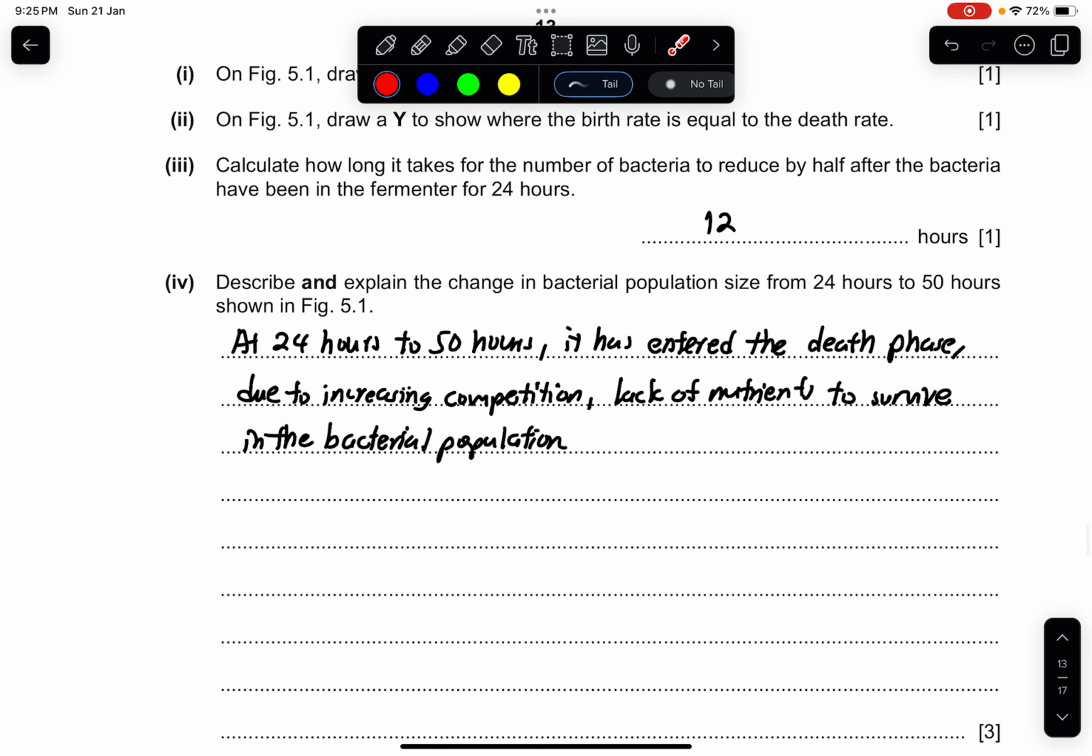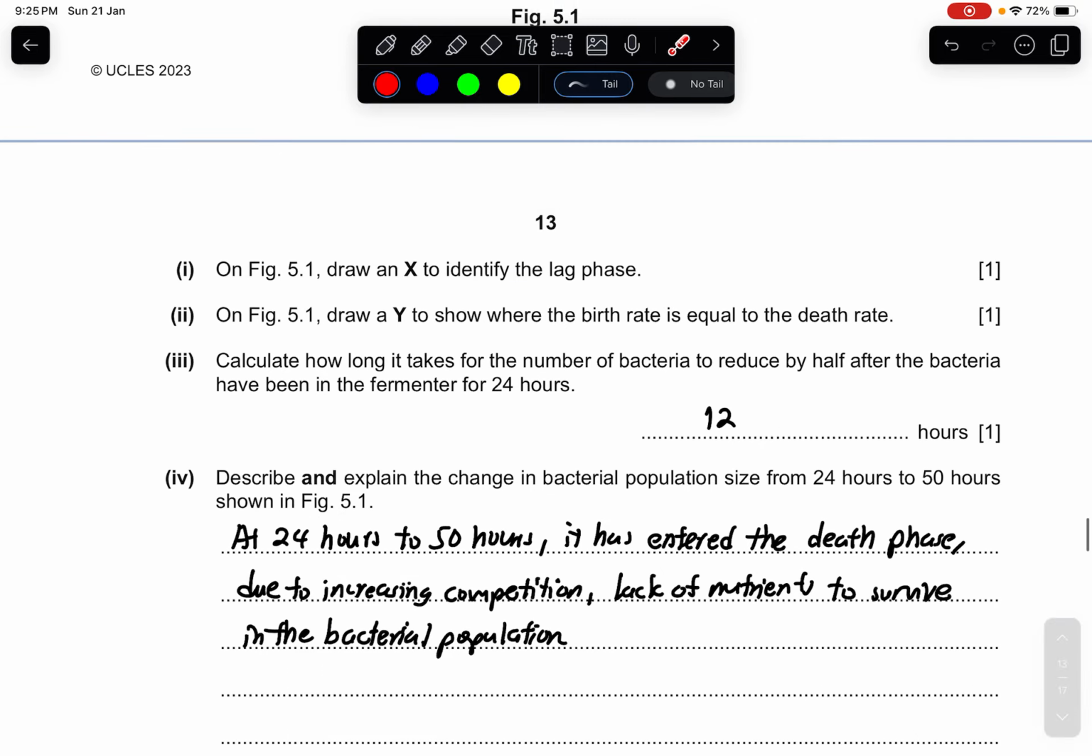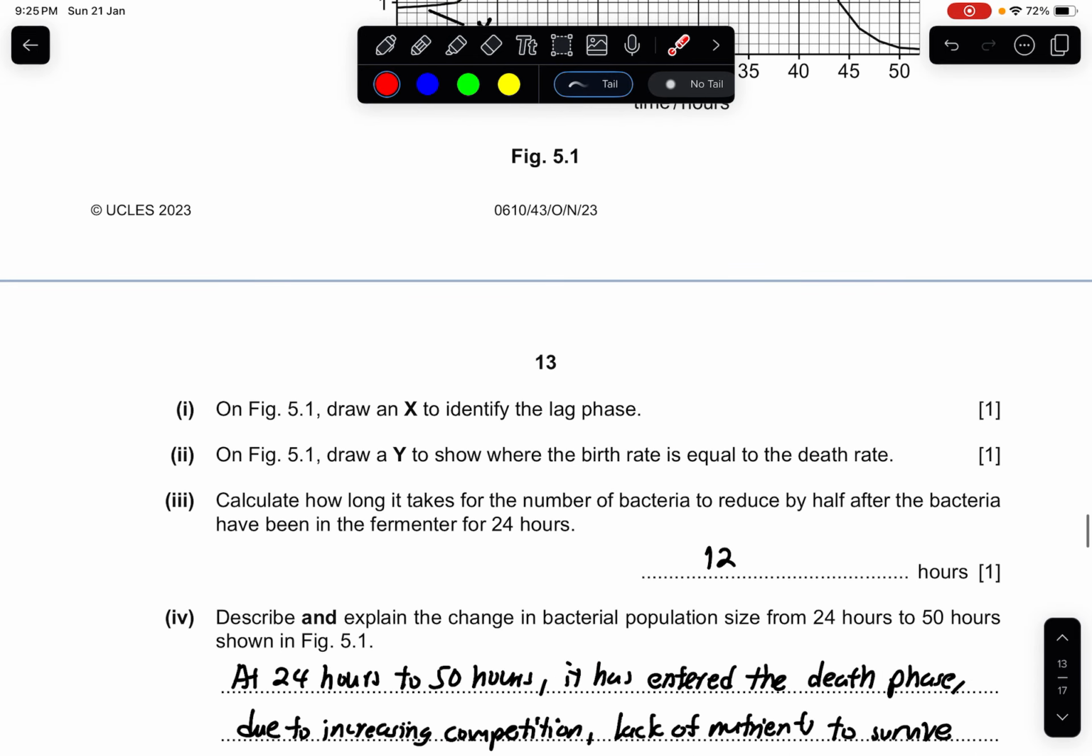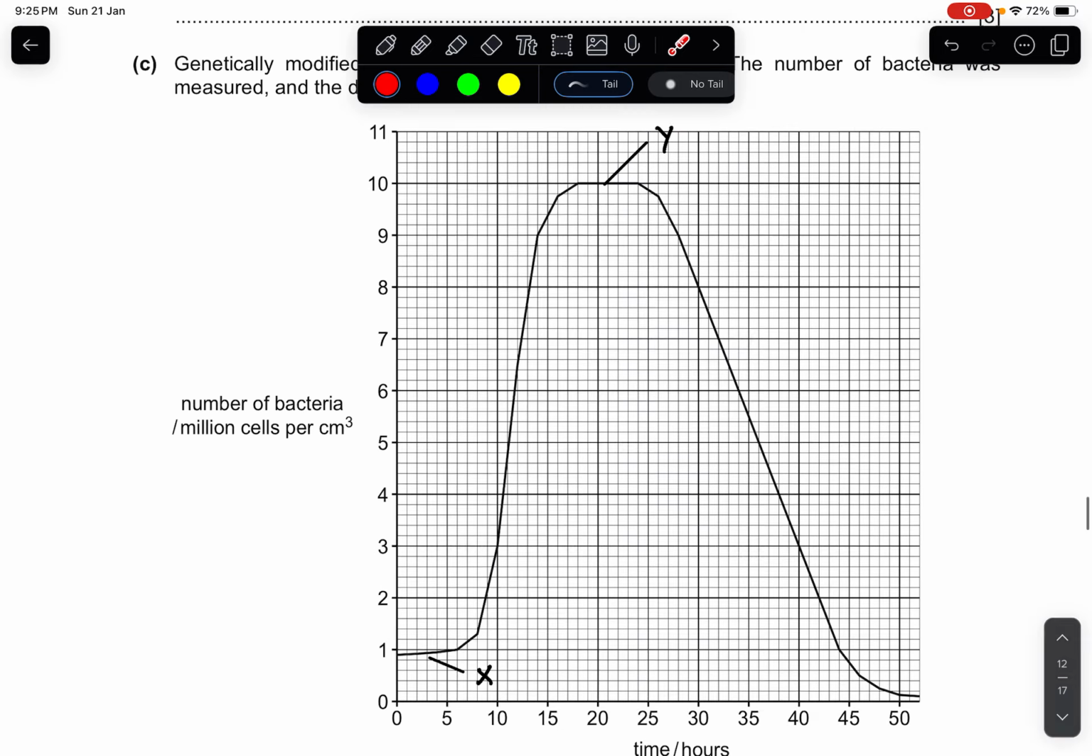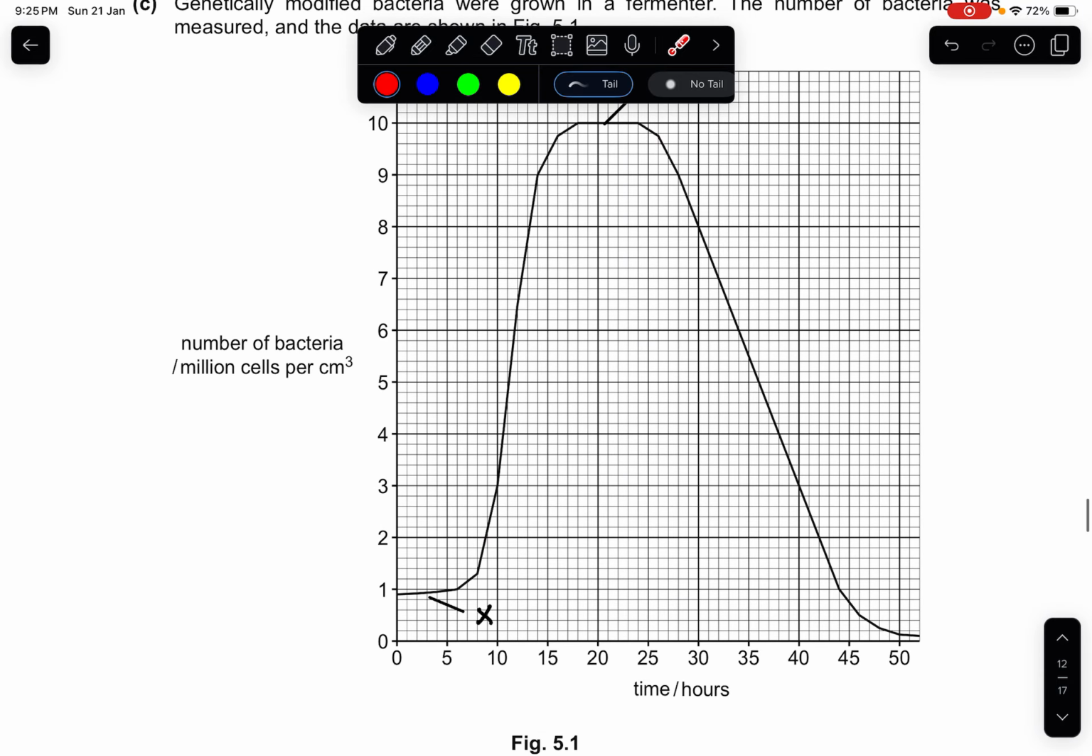And part 3, they say calculate how long it takes for the number of bacteria to reduce by half after the bacteria have been in the fermenter for 24 hours. So it will take 12 hours, and the whole thing starts to halve itself.